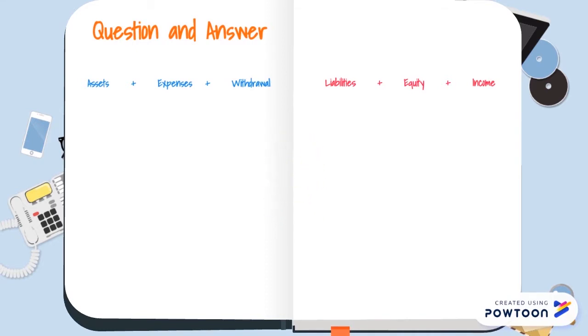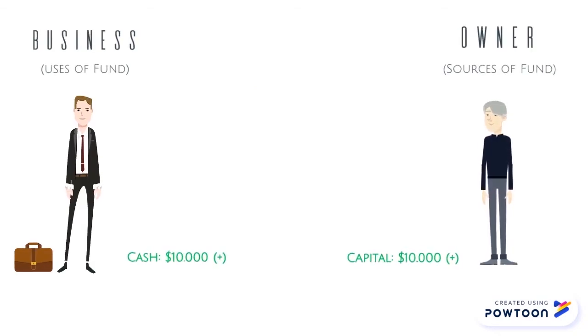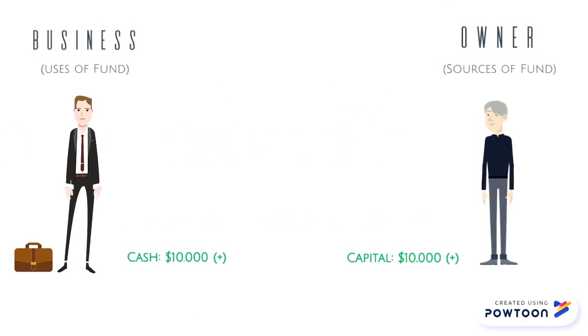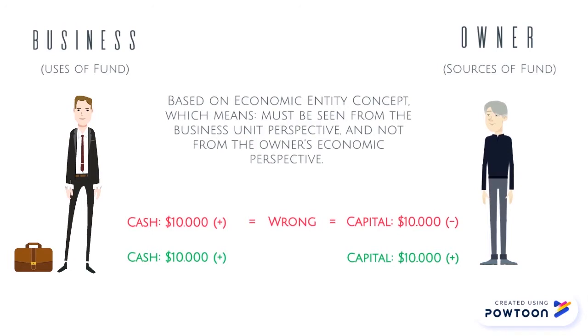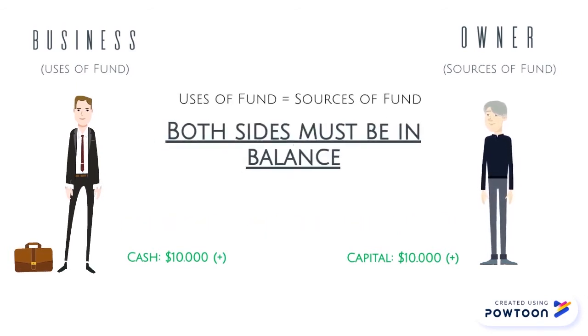And time's up. The answer is assets increased by $10,000 and equity also increased by $10,000. Now comes the most important part. Why? First, because cash and capital are not the same, therefore you cannot just choose only one side to be added up. Second, you must not see it from the perspective of the owner. Therefore, you cannot deduct $10,000 from the capital. Last but not least, don't forget to check that both sides have the same amount.